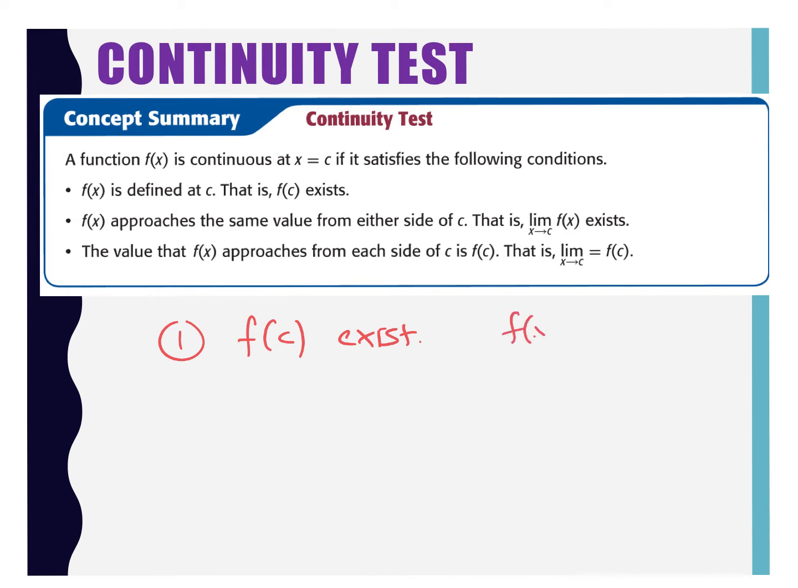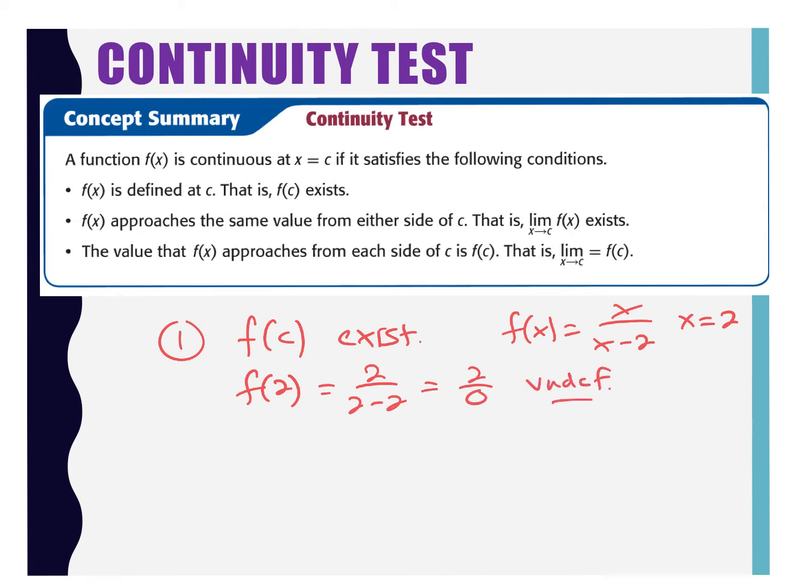So for example, if I give you, let's say, x over x minus 2 at x equals 2, what we want to see is evidence of plugging it in. So f of 2 would be 2 over 2 minus 2, which ends up being 2 over 0. So here we get something that's undefined. If you actually get a value, then state that value. If you get undefined, then state that it's undefined there. But we want to see evidence of you plugging it in just like this.